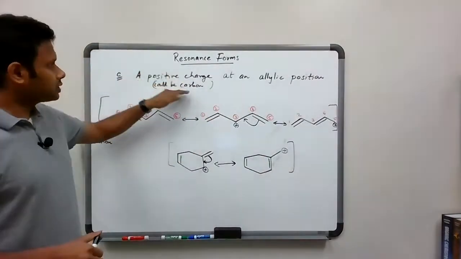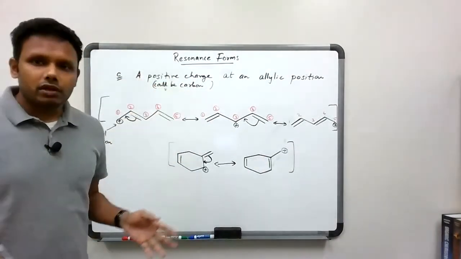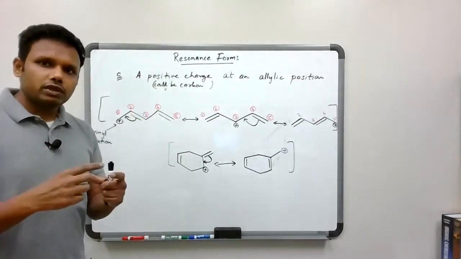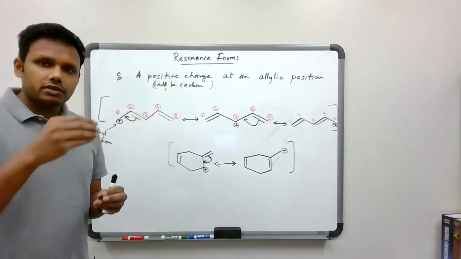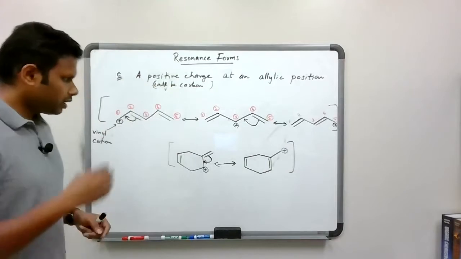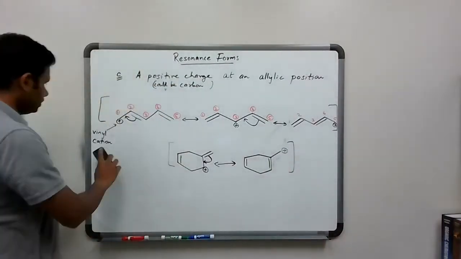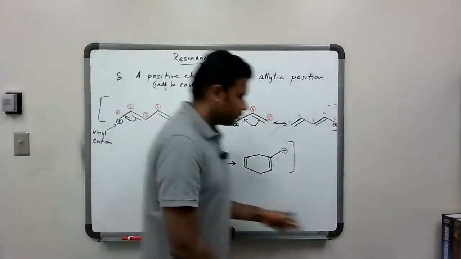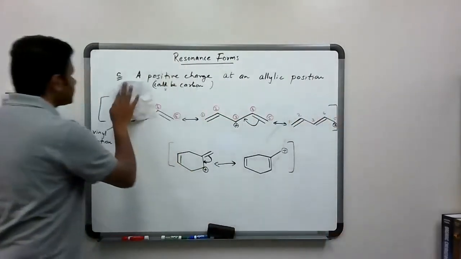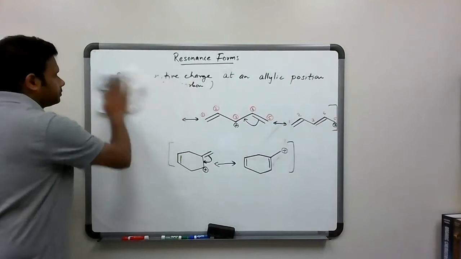Now the positive charge can be on carbon, it could be on another element, doesn't matter. But what you're looking for is a positive charge that's on an allylic position. And then you can use the pi bond to do some resonance. Okay, let's go to scenario 4 here.